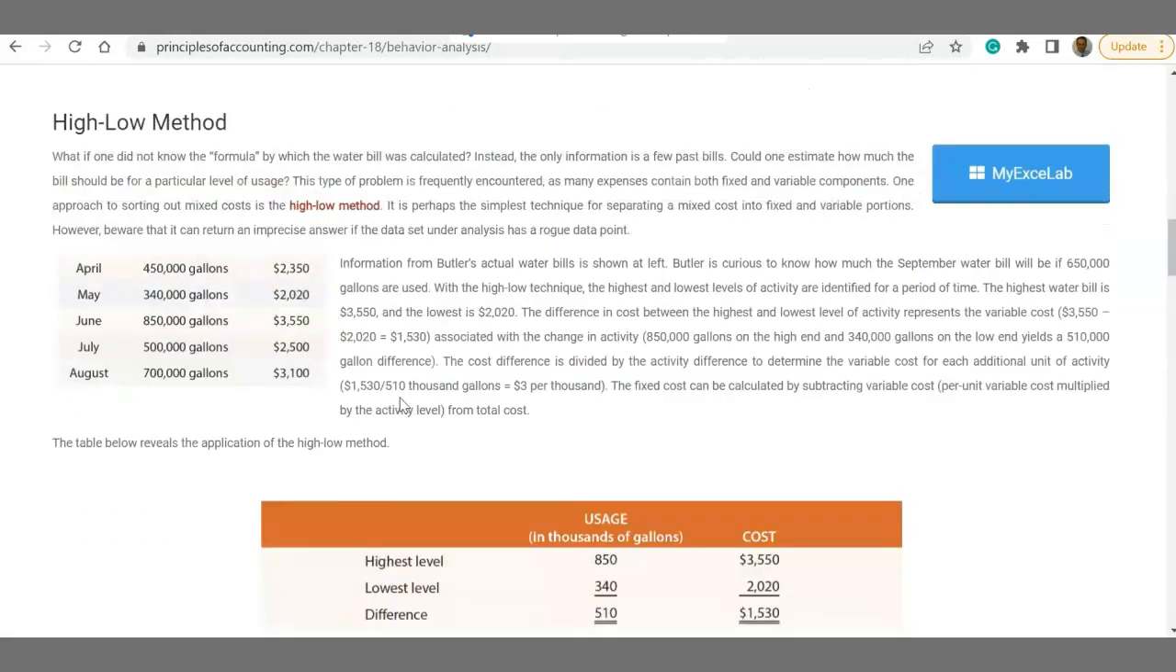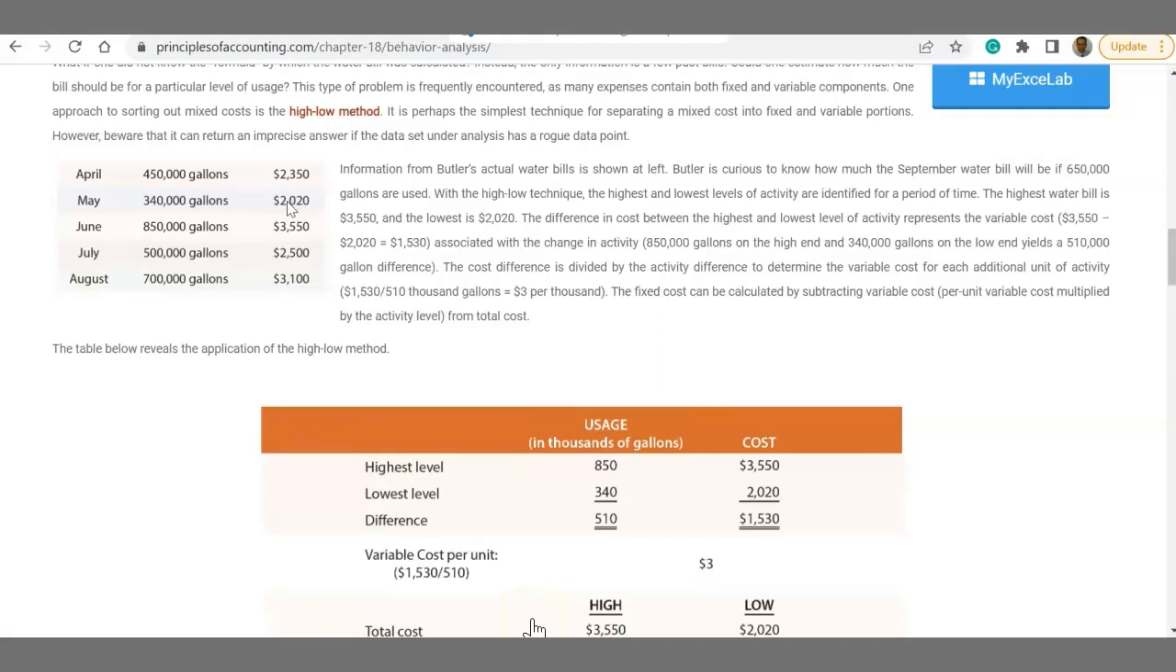So here, as you see, let's say May is the lowest one, 340, and the highest one is August for 2020. I know that. This one, June. Okay, June is 850,000 gallons. That's the highest. So August is not highest. June is highest. So I'm going to pick the lowest one, which is May, 340,000 gallons, and June, which is 850. I'm going to use these 2 months for my calculation.